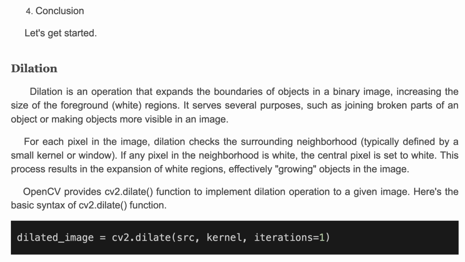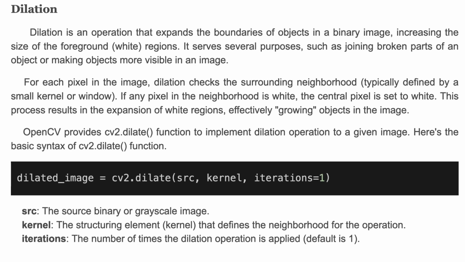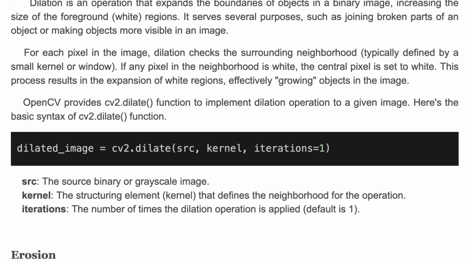OpenCV provides the dilate function to apply the dilation operation to a given image. Here is the basic syntax of the dilate function. Here we provide a grayscale image as a source, and we define the kernel size. Then we set the iteration number. It defines the number of times the dilation operation is applied.